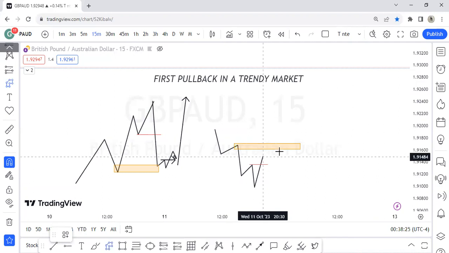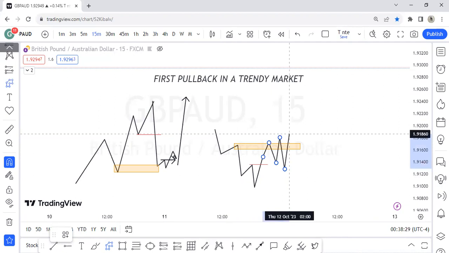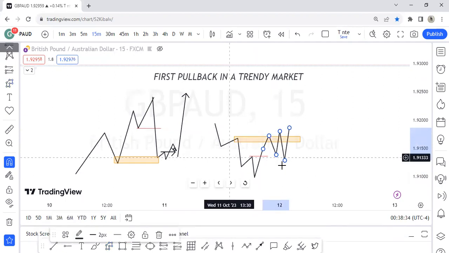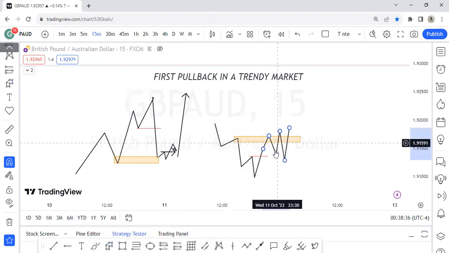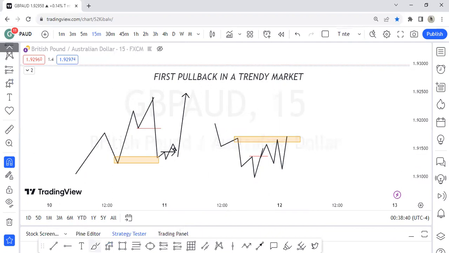Then you wait for what? A lower time frame break, right? The market breaking structure on the lower time frame to resume the bearish move, or use the limits directly.